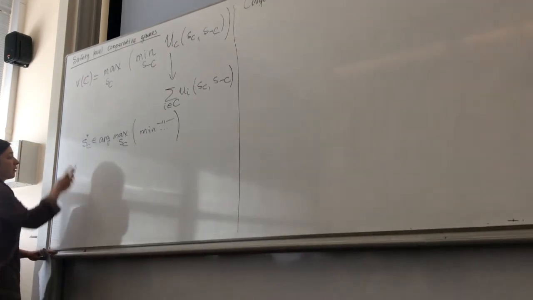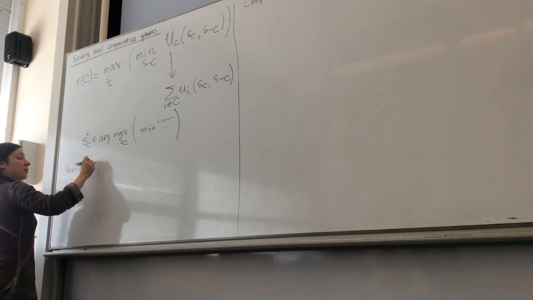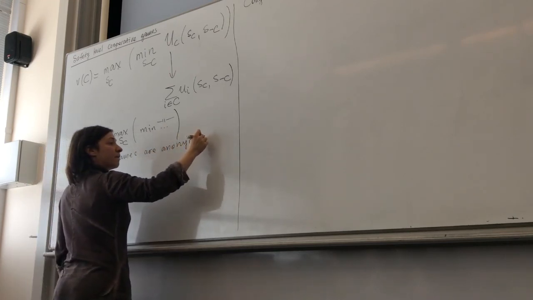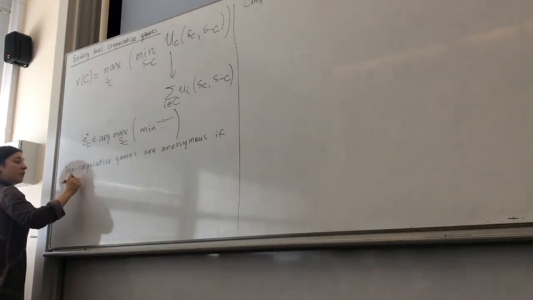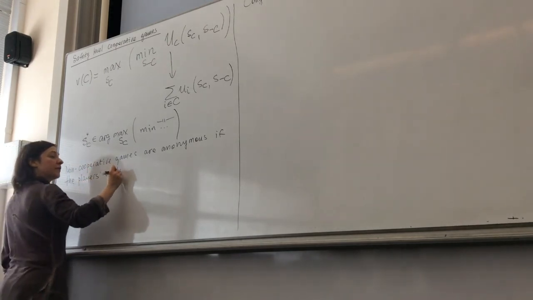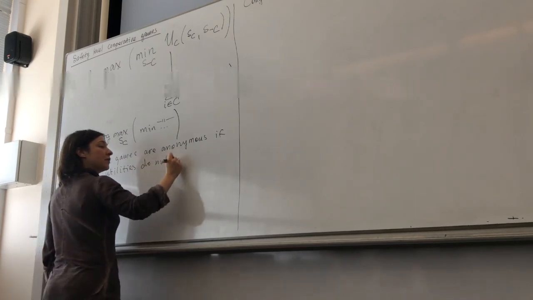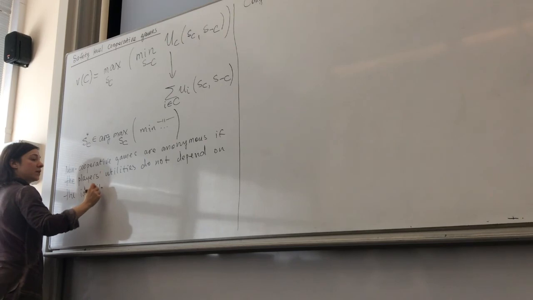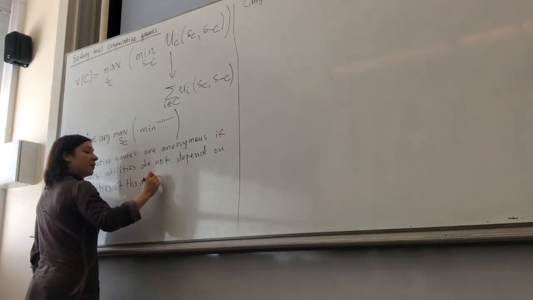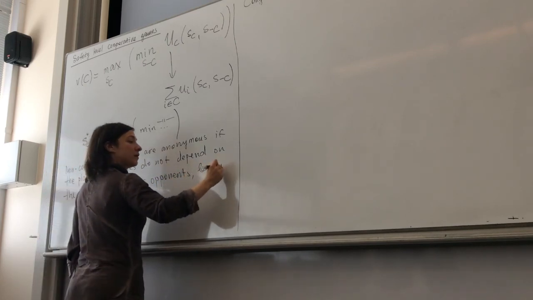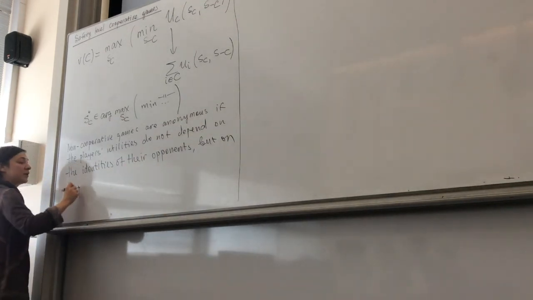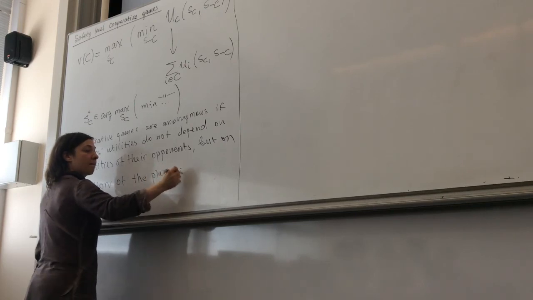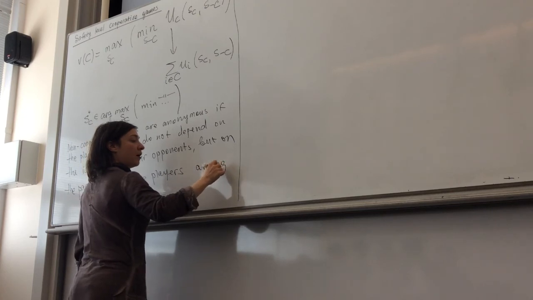So, non-cooperative games are anonymous if the players' utilities do not depend on the identities of their opponents, but on the partition of the players among different strategies.